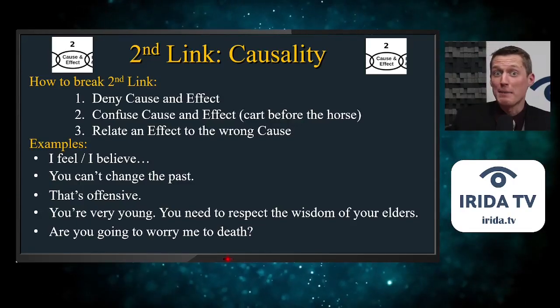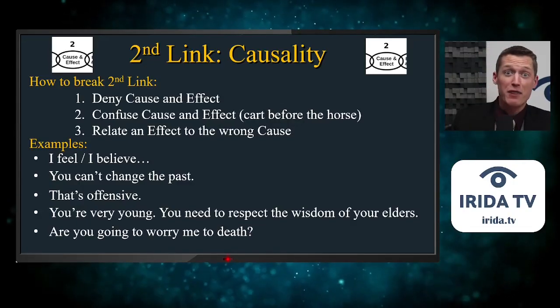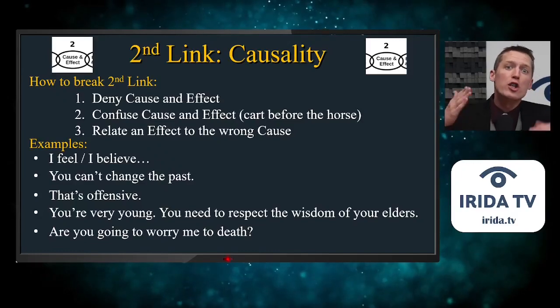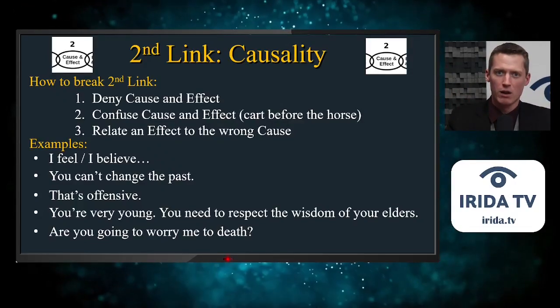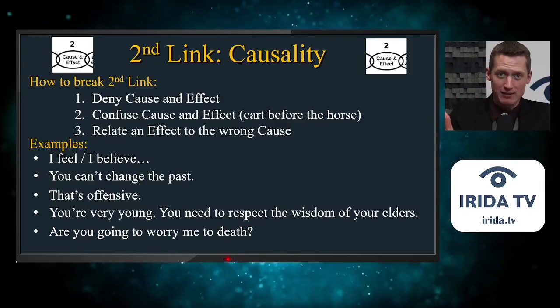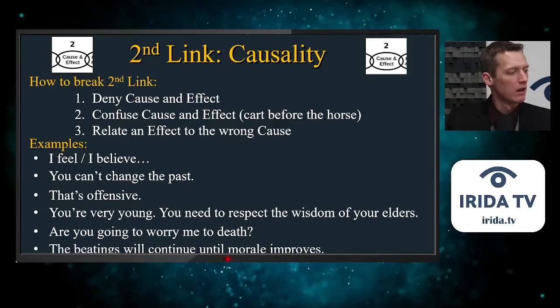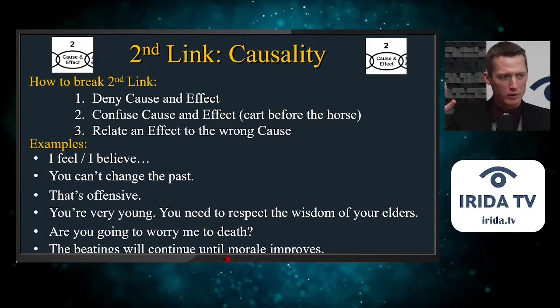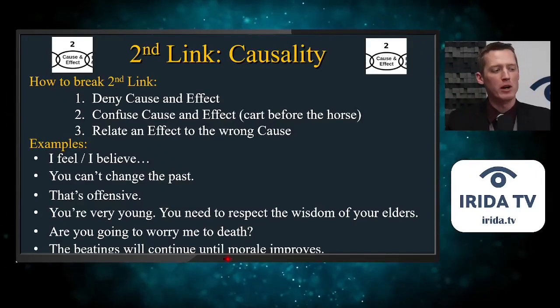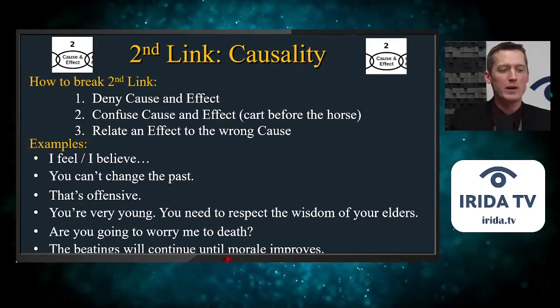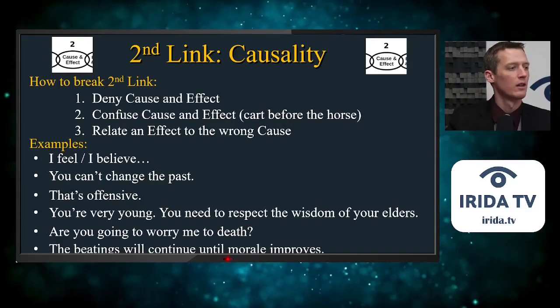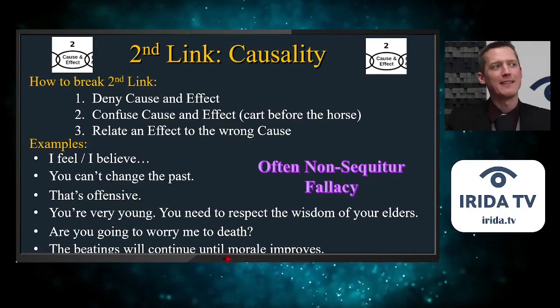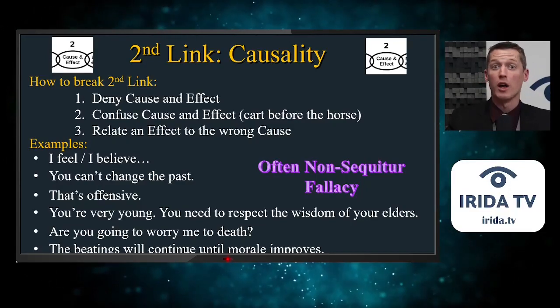Are you going to worry me to death? Right? That thing that you're doing, I don't like it. So are you going to worry me to death? No, you're worrying yourself to death. You're the cause that's creating the effect, not me. And then, this one's a joke, but we're all familiar with this. The beatings will continue until morale improves. This is obviously switching cause and effect. Often, these are non sequitur or strawman fallacies.